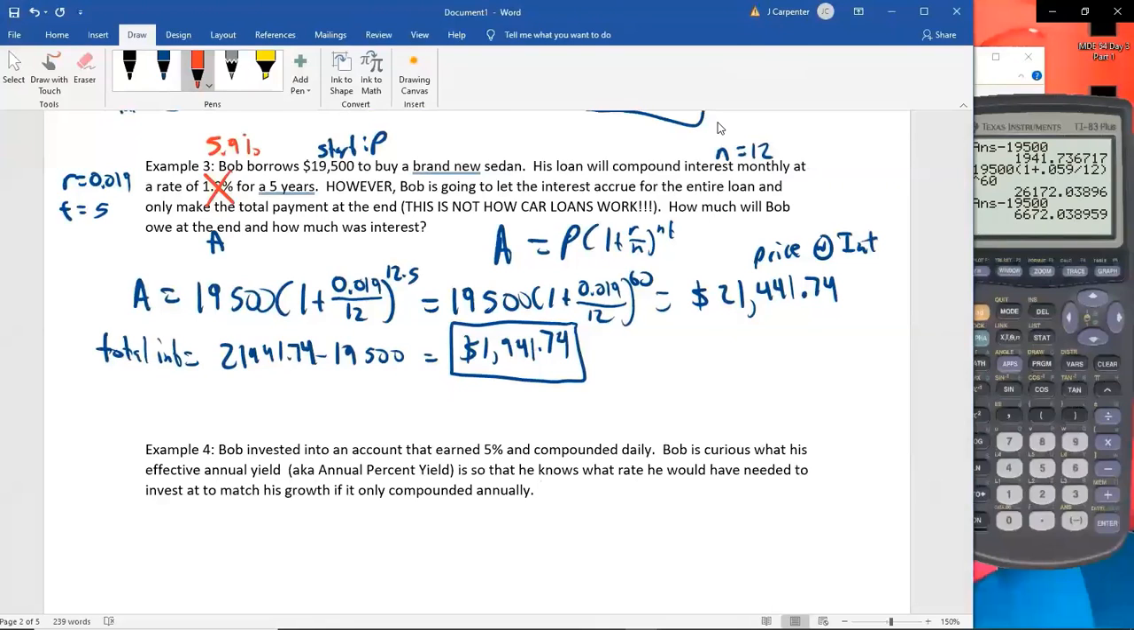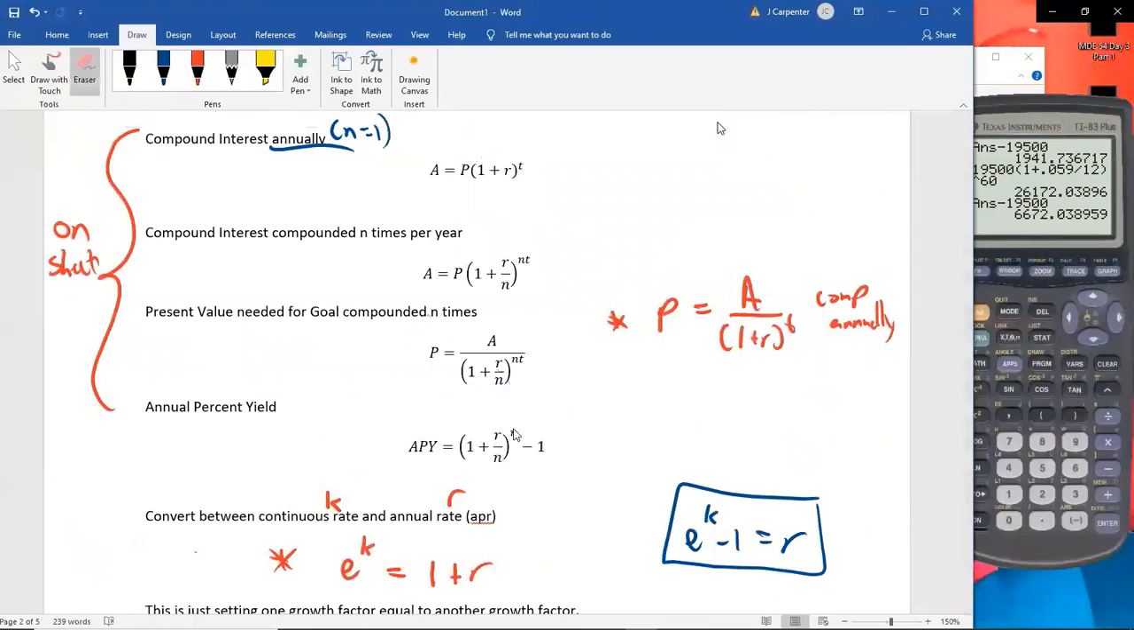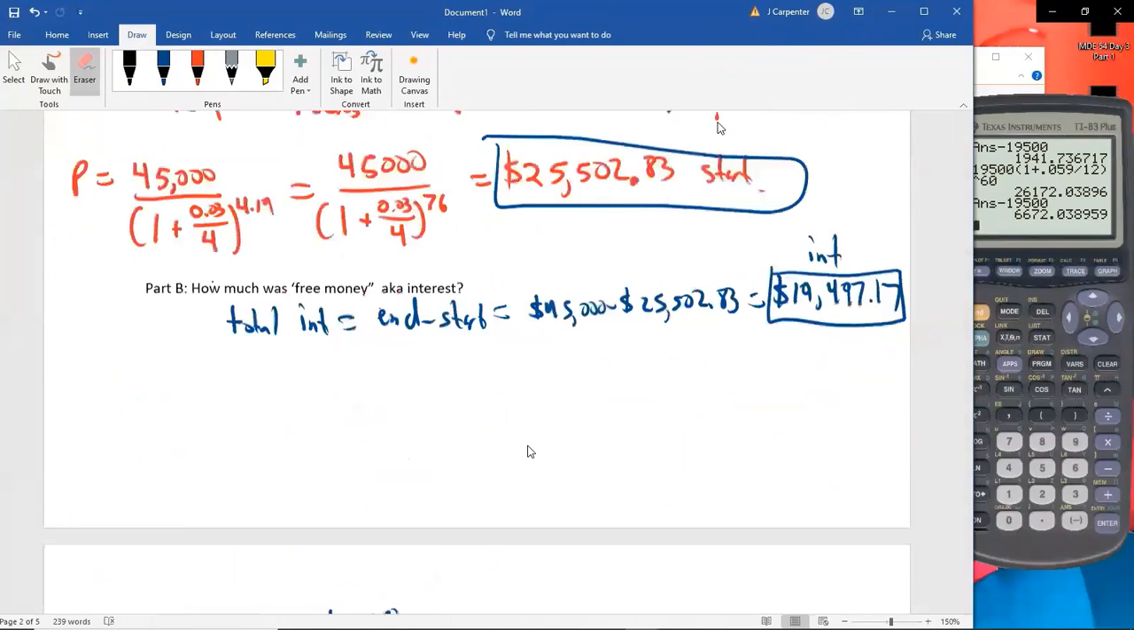I could have told you that Bob invested $50,000. It would have been completely unnecessary. I could have told you that Bob invested $50,000 for 40 years. Both of those numbers would have been completely unnecessary because I didn't ask for his ending value. I didn't ask for an interest. I asked for what his APY is, which the APY formula is only dependent on the rate and the number of times it compounds per year. There is no principal in here. There is no t in here. The t is always a 1 because this is over 1 year exactly. So we need this formula, 1 plus r over n raised to the n, and then minus 1.